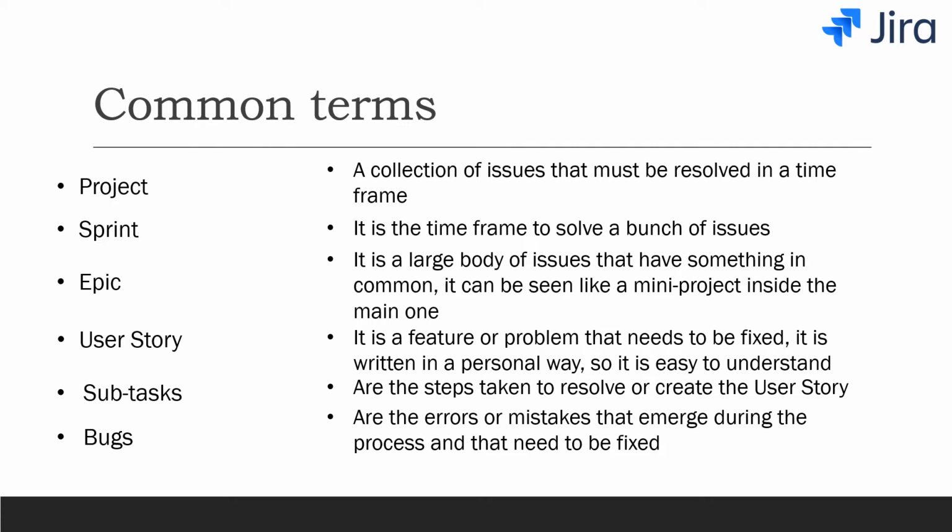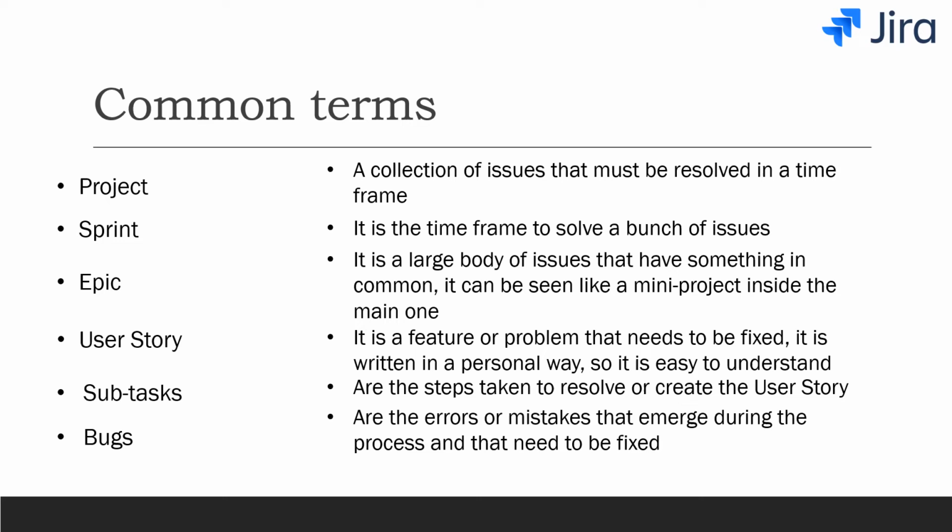Common terms in Jira and in agile methodologies. For example, we have a project. In the context of Jira, it's a collection of issues that must be resolved in a time frame. Then we have a sprint, which is this time frame in which a bunch of issues have to be resolved. Usually in Scrum, a sprint takes 2 or 3 weeks.